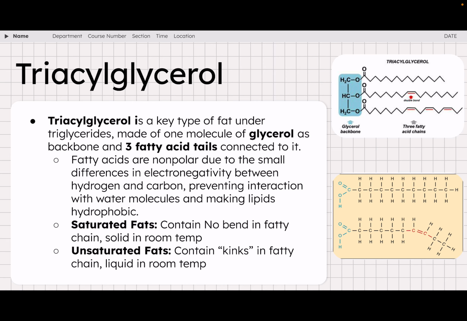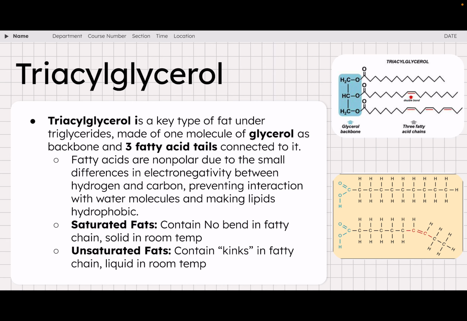So let's talk about two types of fats. Saturated fats contain no bend in the fatty acid chain and are solid at room temperature, and unsaturated fats contain kinks in the fatty acid chain and are liquid at room temperature. So what does that mean? Let's look at the two diagrams in the yellow box here. The top one is called a saturated fat chain, right? You can see how the chain is in a perfectly straight line. That basically means there's no bend in the fatty acid chain, and when it's stacked continuously on top of each other, it's solid at room temperature. Examples are ghee, coconut oil, lard, and butter. These are very prime examples.